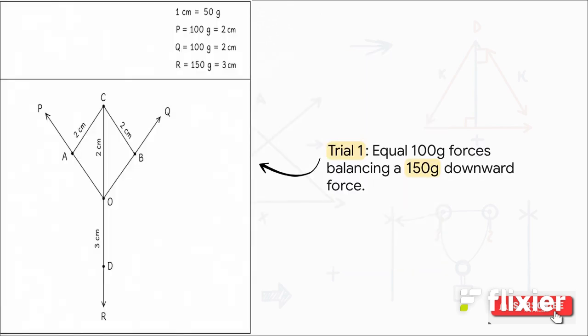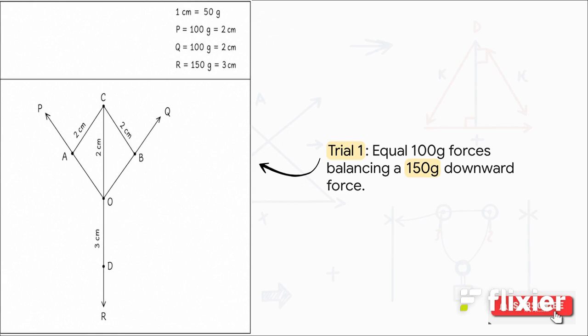Here is the geometry all mapped out for trial 1. So we used 100 grams for both of the pulling forces, P and Q. Since 50 grams equals 1 centimeter, those forces form the two 2-centimeter adjacent sides of our parallelogram. That's lines OA and OB. Now when we complete the parallelogram, the upward diagonal, OC, measures exactly 3 centimeters.